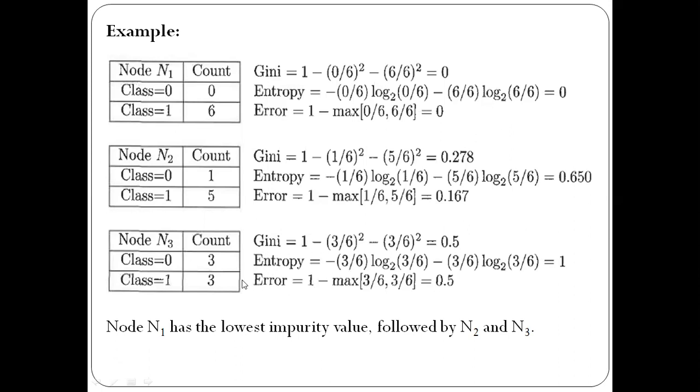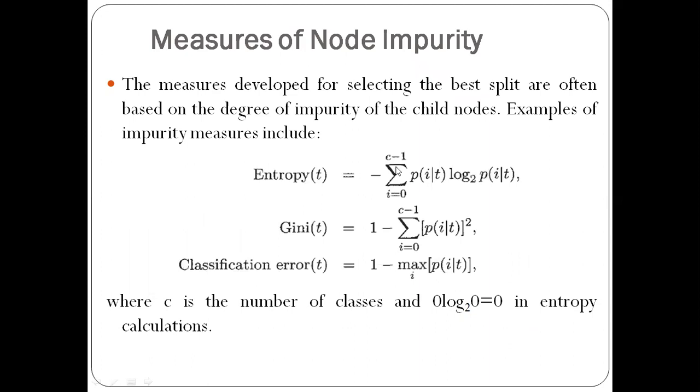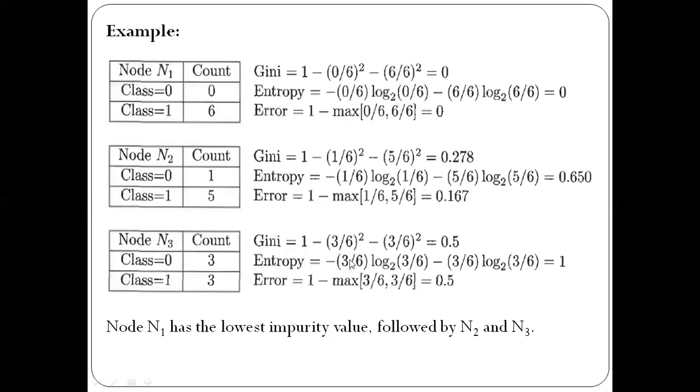Next, entropy is minus the summation of i equal to 0 to c minus 1 of p of i given t, log of p of i given t to the base 2. Since the class labels are 2 here, i will vary from 0 to 1, so two terms will be there. The fraction of records that belong to the first class is 3 by 6, so minus 3 by 6 into log of 3 by 6 to the base 2, minus the fraction that belong to class 1, 3 by 6 into log of 3 by 6 to the base 2. Once you simplify it, you'll get the value as 1.